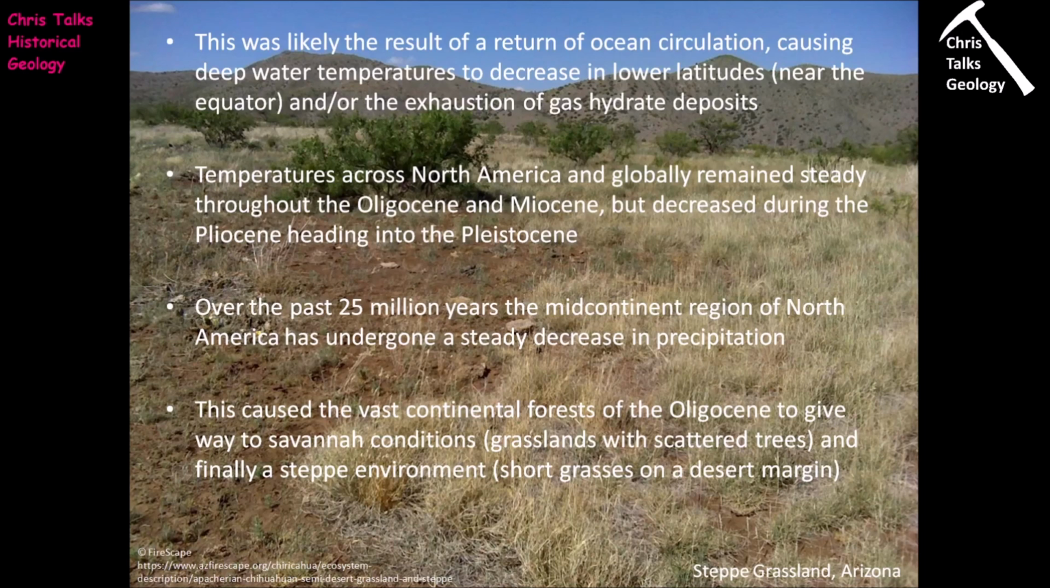Now, as this temperature decrease begins to accelerate, we begin to see even the savanna conditions become untenable, and the savanna organisms begin to get replaced by a steppe environment. And so in a steppe environment, we start to see the introduction of short, drought-resistant grasses. And so this is the type of environment you tend to get forming along desert margins. And so this change in the fauna and flora of the interior of North America is reflecting this general cooling trend we see from the middle Miocene onwards.